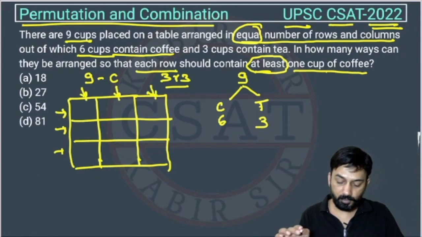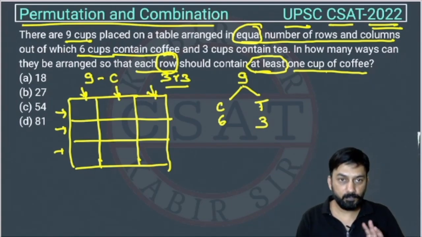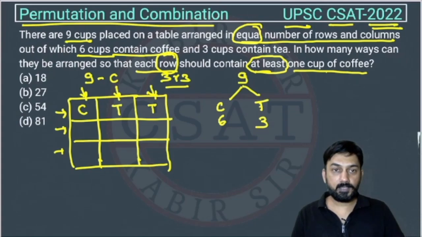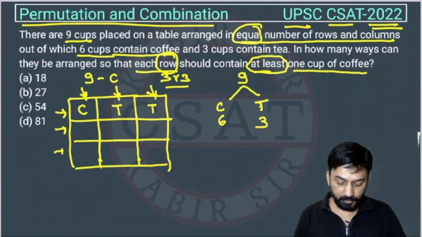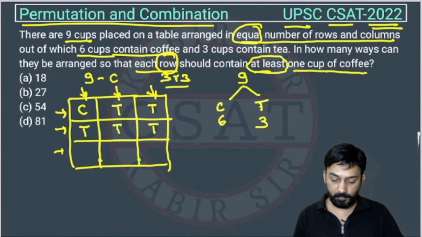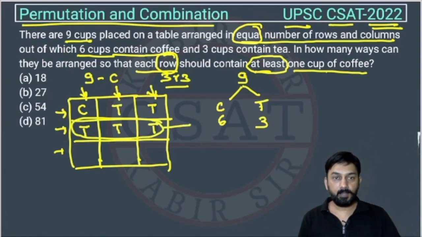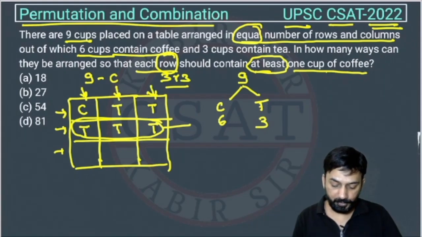Okay. So this question is talking about rows, so that in each row there should be at least 1 cup of coffee. It means this question is asking that there should not be any case where all 3 cups in a row are tea, right? Because this question wants at least 1 cup of coffee in each row, so this case is not allowed, where in a row all 3 cups are tea, right?